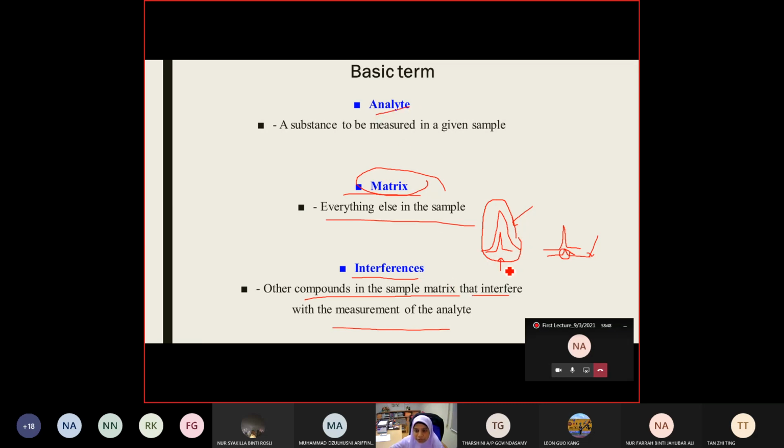So there are two possibilities. Either your interference we call a positive interference.